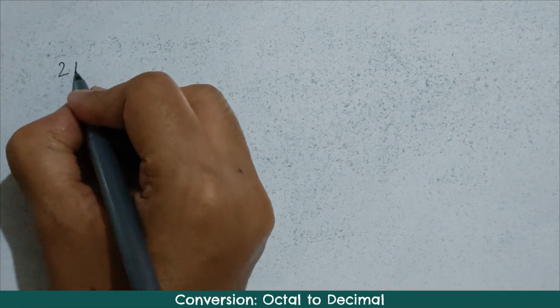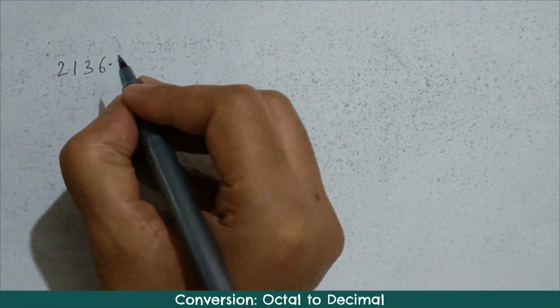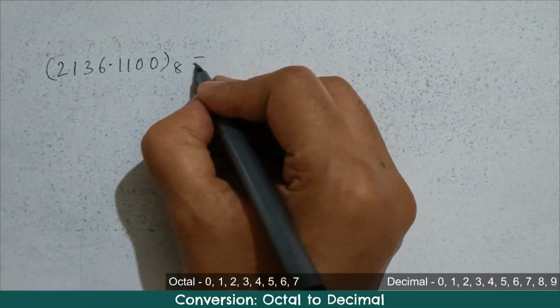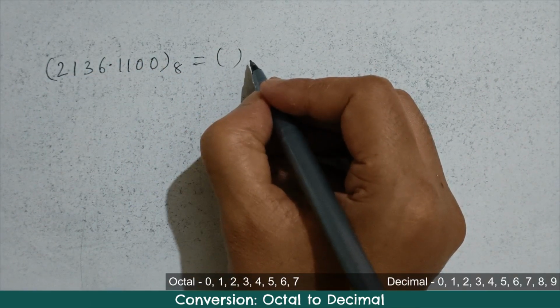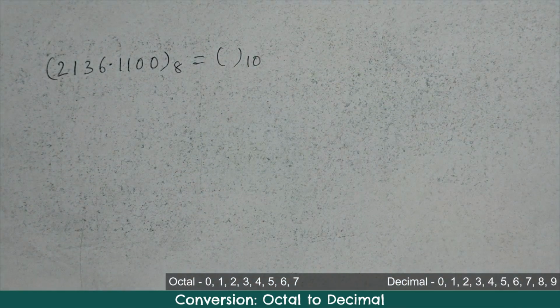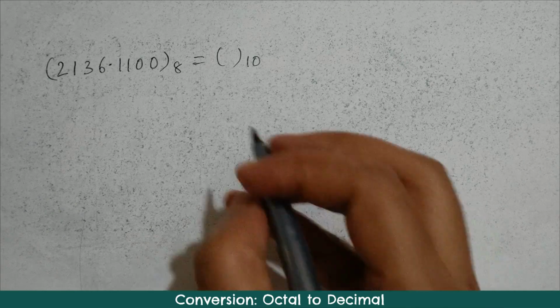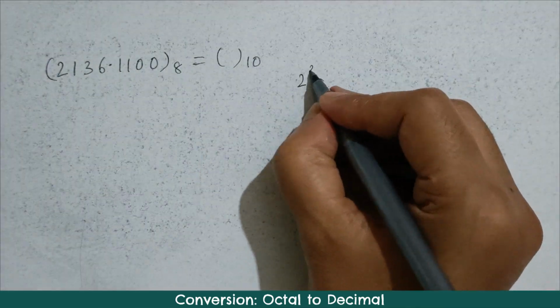Hi friends, in this tutorial, I will show you how to convert an octal number to decimal. You already know, a number is represented in octal using digits 0 to 7, while decimal can be represented using digits 0 to 9. So here, you can see the question: I will convert the octal number to decimal.